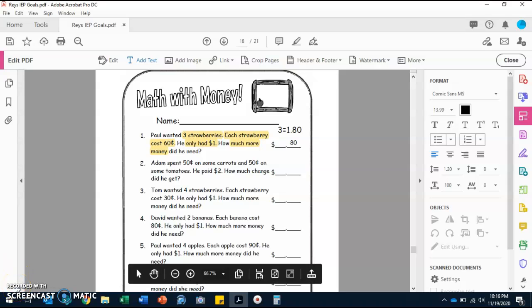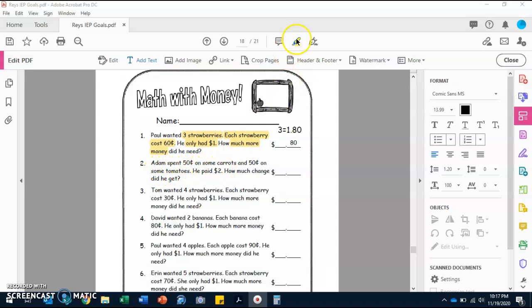Awesome job, Ray. So now number 2. Ray, it says Adam spent 50 cents on some carrots and 50 cents on some tomatoes. He paid $2. How much change did he get? How much change did he get? So are we going to add or are we going to subtract?